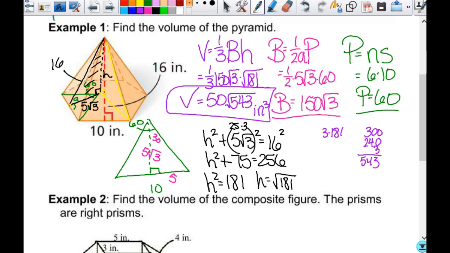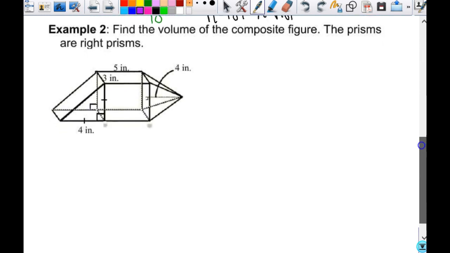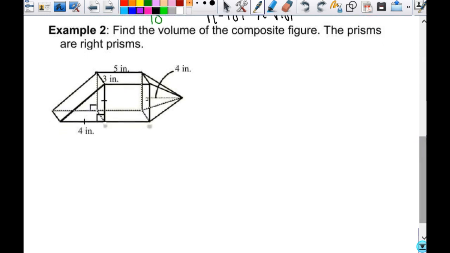We good? Any questions? All right, so now we're going to find the volume of the composite figure, and the prisms are right prisms. Now, are volumes for composite figures a little bit easier than surface areas? Yeah. So really, I can look at this as 3 different figures, and I can find the volume of each and then do what? Add them up. So I'm going to talk about it as 1, 2, and 3. So the volume of 1 plus the volume of 2 plus the volume of 3.